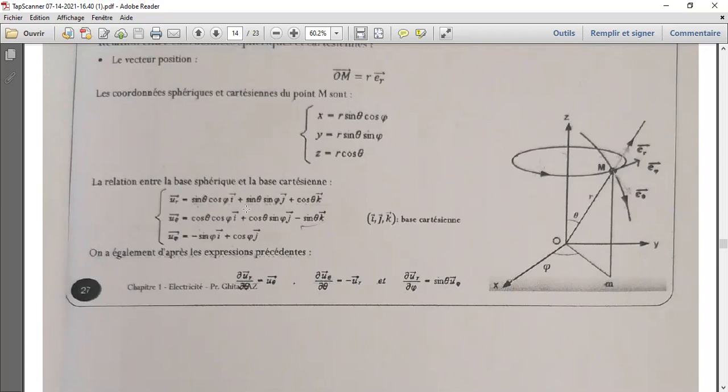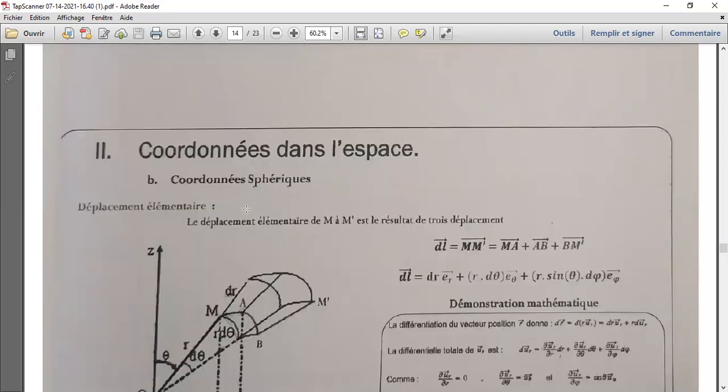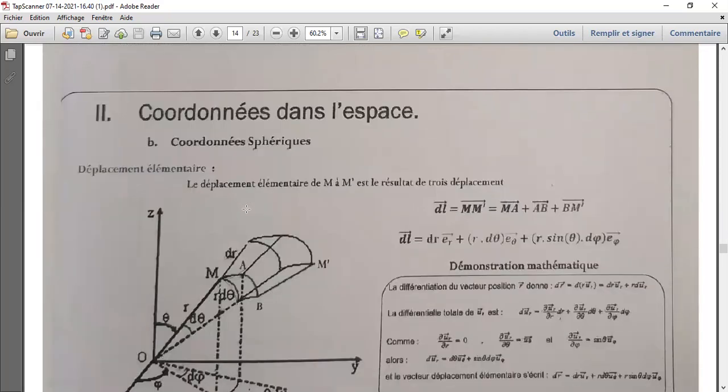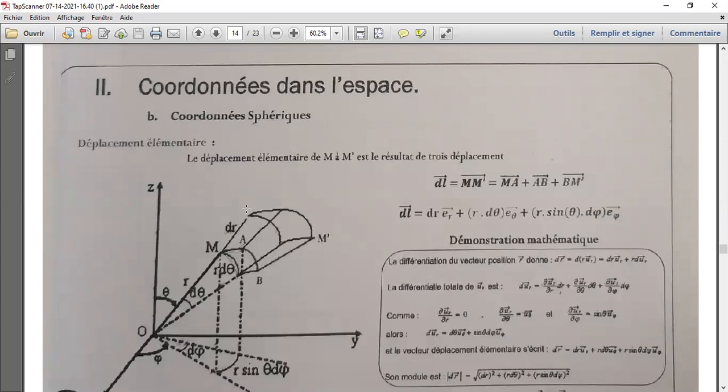There's no one. We're going to continue. We're now going to look at the déplacement élémentaire. Déplacement élémentaire is basically moving from one point to another, the movement of M from one point to M prime. So when you're talking about déplacement, it's moving from M to M prime. What happens when you move from M to M prime? You have to know what usually happens when you do the movement.